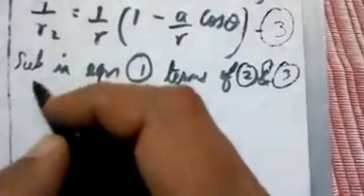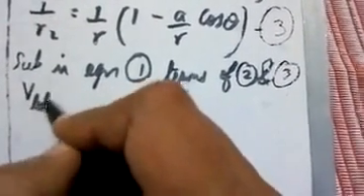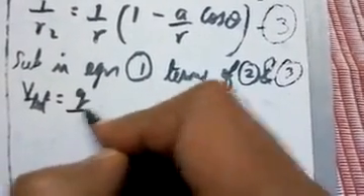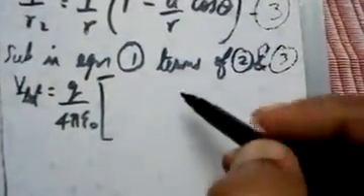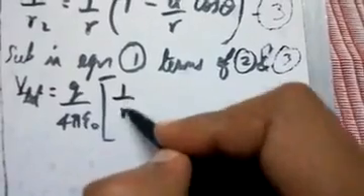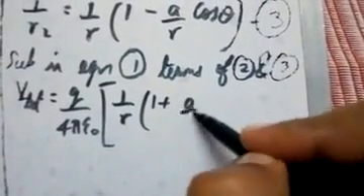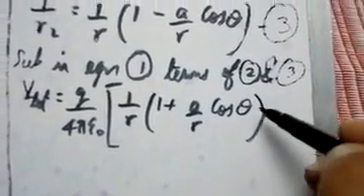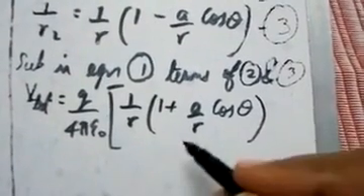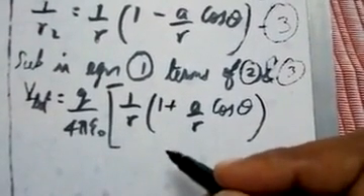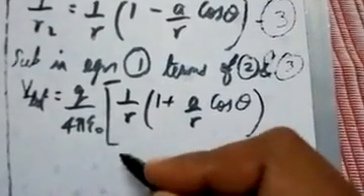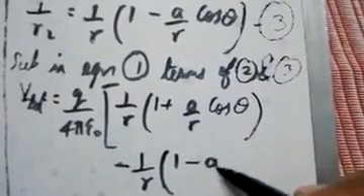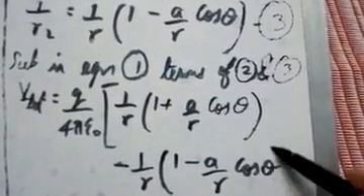So what happens is, in equation 1 we got V total is equal to Q by 4 pi epsilon naught into 1 by R1. 1 by R1 we got, that is 1 by R into 1 plus A by R into cos theta. This term we got now. Now we must write that minus sign, because 1 by R1 minus 1 by R2. Okay, let's write that now. Minus 1 by R and this term now. Okay, 1 minus A by R into cos theta.